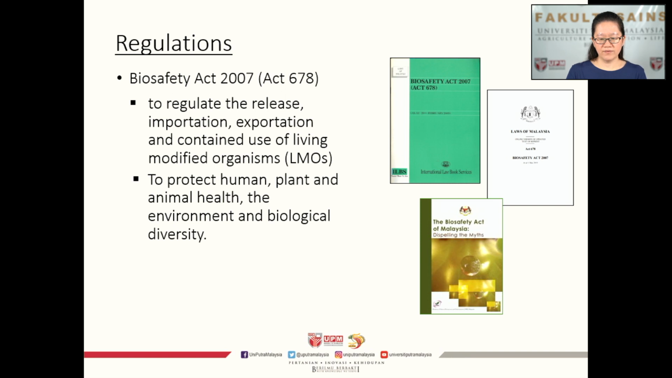Biosafety in Malaysia is regulated under the Biosafety Act 2007. Under this act, the National Biosafety Board was established to regulate the release, importation, exportation, and contained use of living modified organisms in order to protect human, plant and animal health, the environment, and the biological diversity.